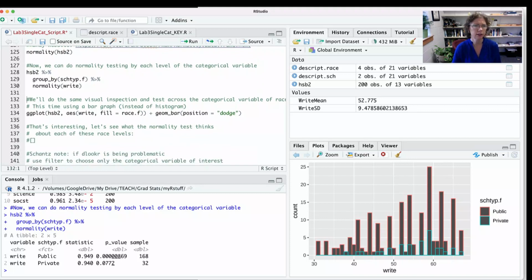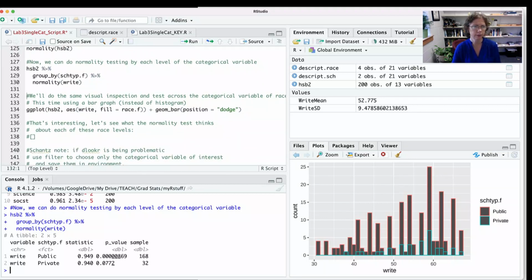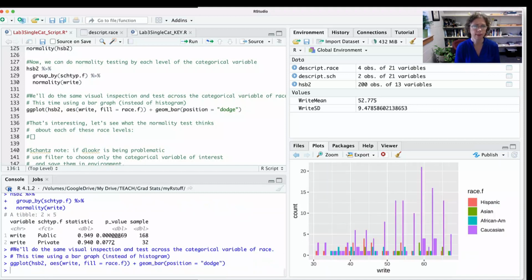So now let's check out the race categorical variable. We'll use that same inspection to look at what this spread of scores looks like. Here, let's look at a bar graph. The dodge shifts over each of the levels, so again you're seeing the count. There are a lot more Caucasian in the data set than African American, Asian, and Hispanic.